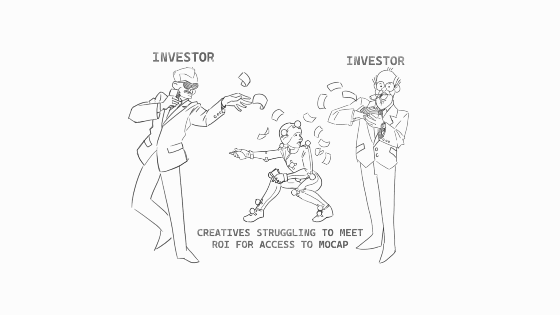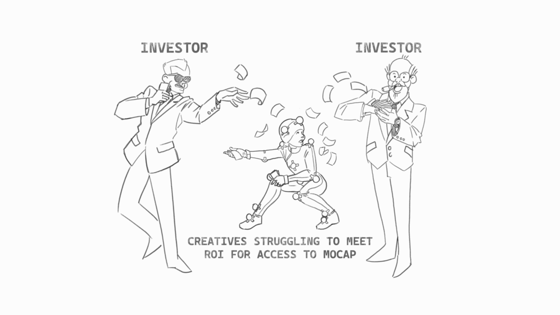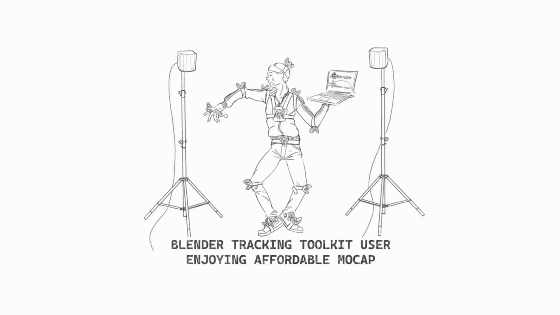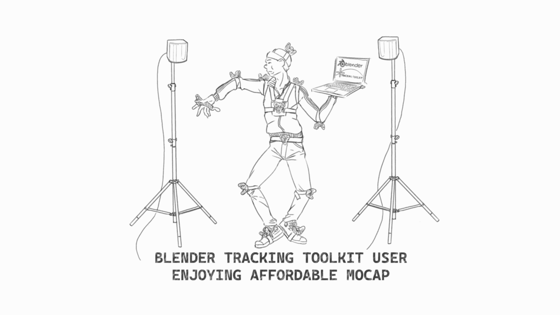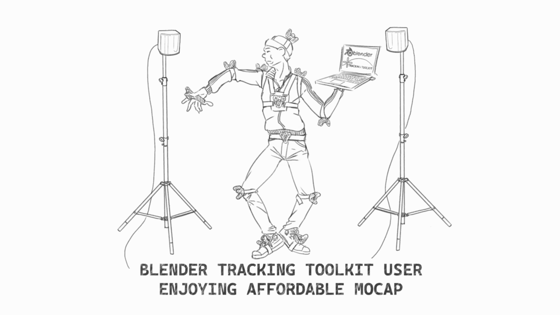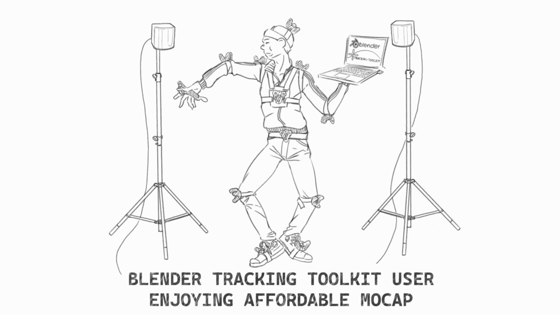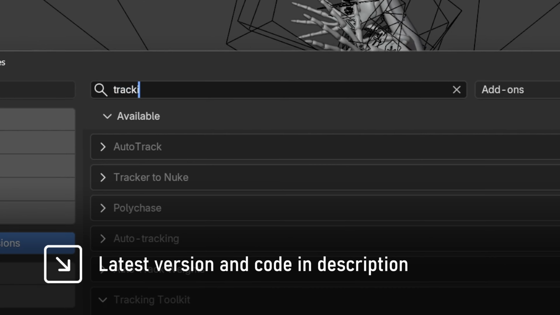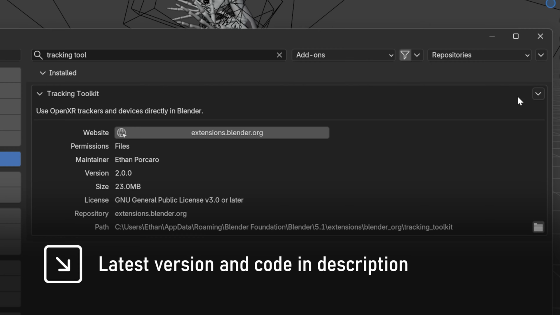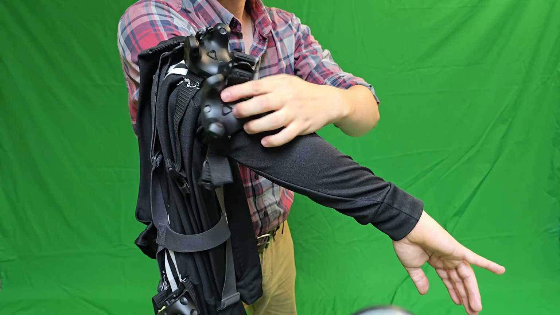Motion capture has traditionally been in the realm of those with large sums of money and not indie filmmakers or animators. The Tracking Toolkit add-on changes this by making accessible real-time tracking for actors, cameras, and more available inside Blender via OpenXR. To get started, download the latest version of Tracking Toolkit found in the description of this video or in Blender's extension library. Once installed, equip your tracking hardware.